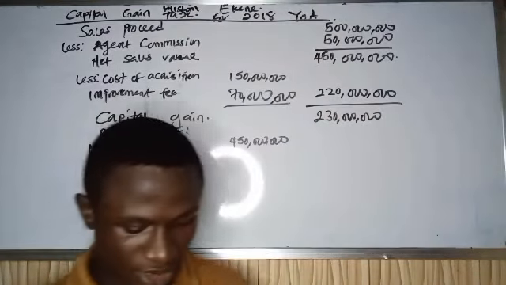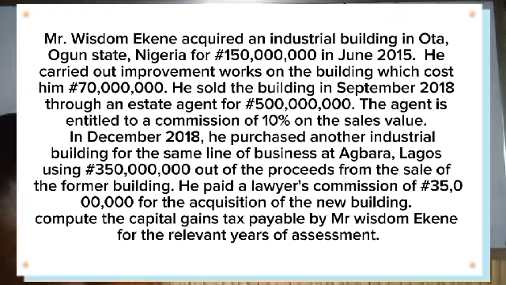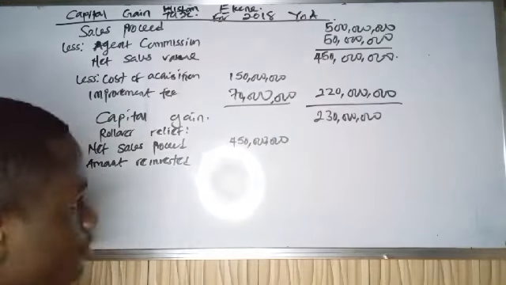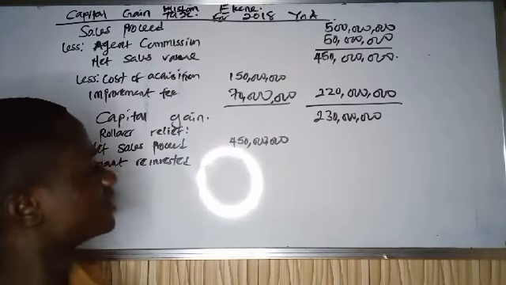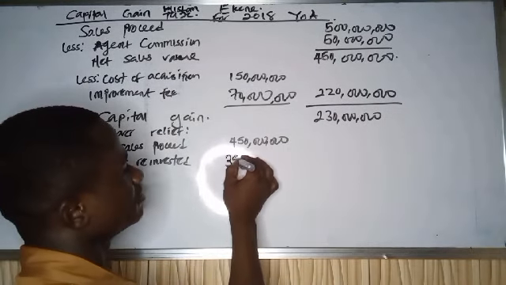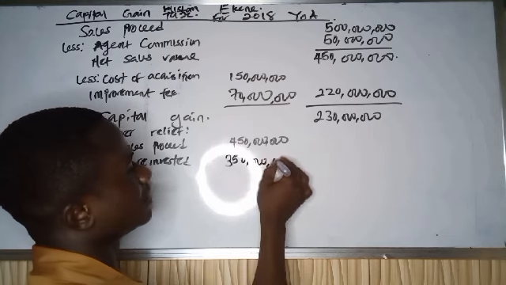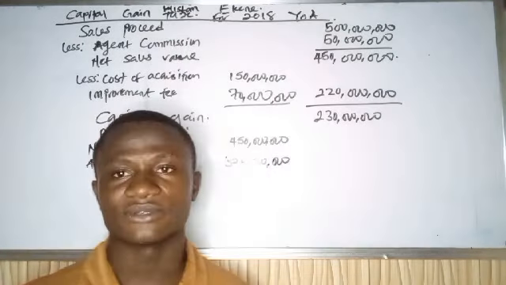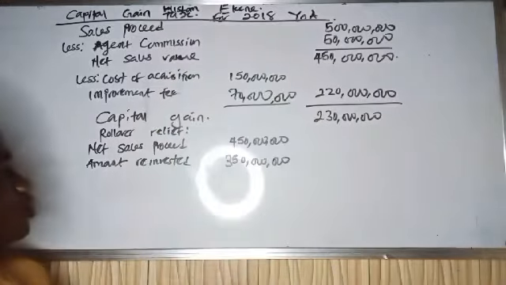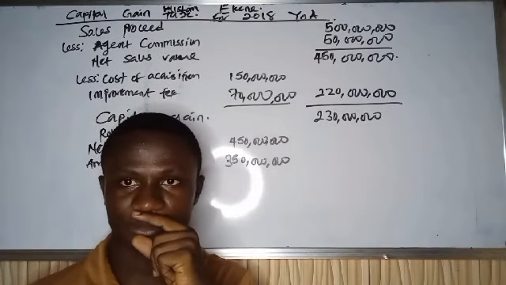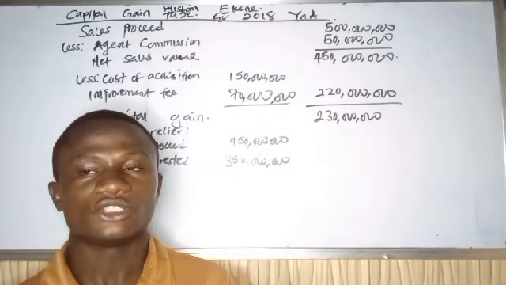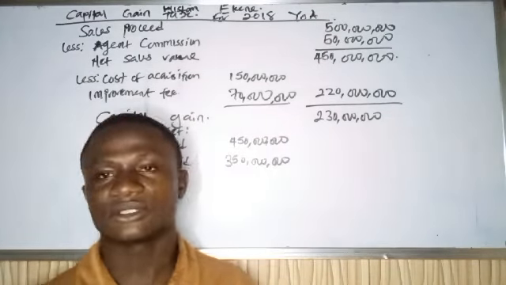From the question, it says in December 2018, he purchased another industrial building for the same line of business at Agbara, Lagos, using 350 million. Now, 350 million is the amount he spent in buying the new asset, but that is not enough. That is why you need to always ask yourself, you need to be precise. You don't need to be so fixated on formats.